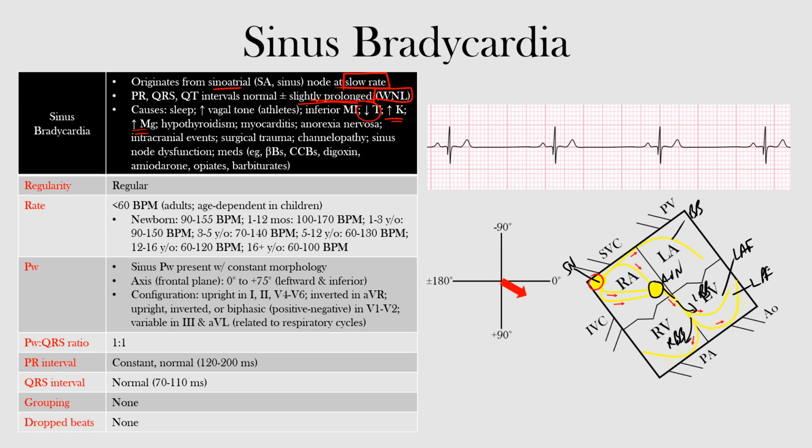Sinus node dysfunction, so problems again at that sinus node, and then medications such as beta blockers, calcium channel blockers, digoxin, amiodarone, opioids, and barbiturates. All these can affect and result in sinus bradycardia.